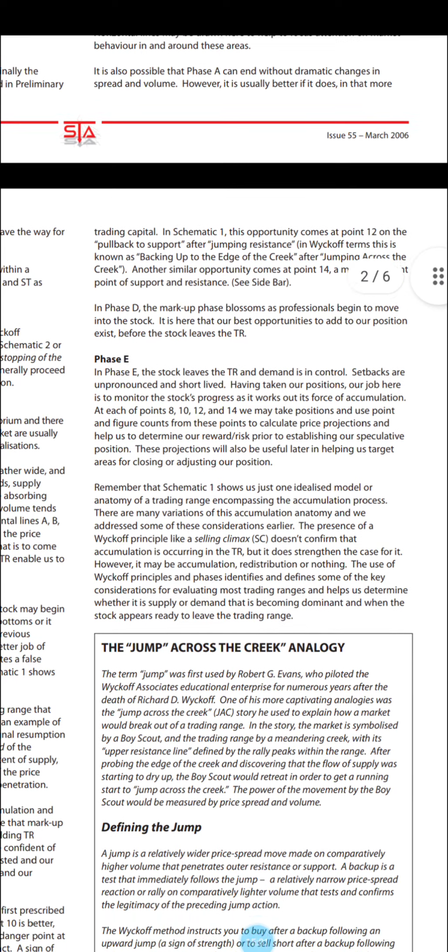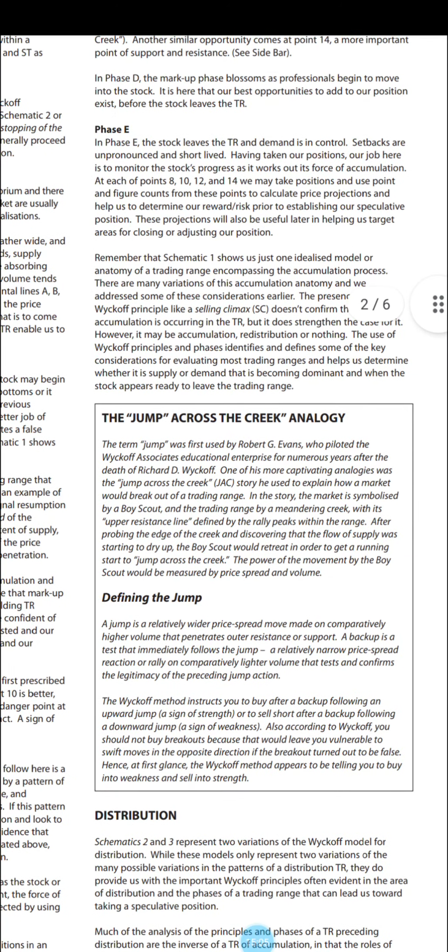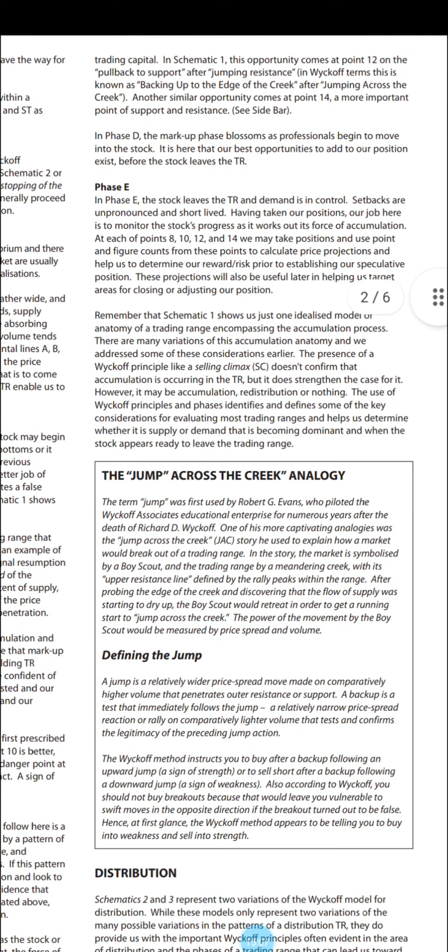All right, so let's go to schematic 1. Let's go to phase E. And then after this, I'll let you guys go once we get across the jump to creek analogy. In phase E, the stock leaves the trading range and demand is in control. Setbacks are unpronounced and short-lived.